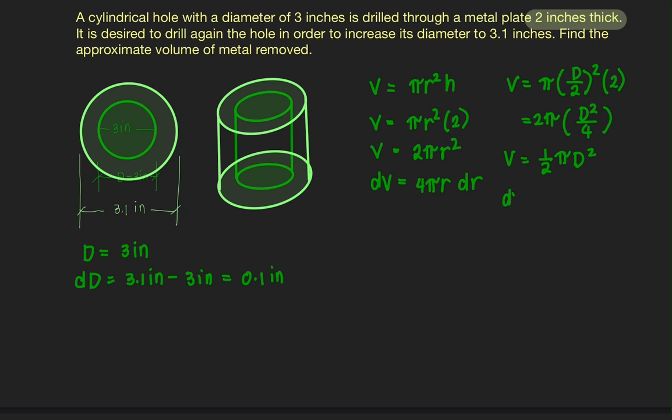So finding the differential of the volume, that would give us pi d times the differential of the diameter, dd. So the original diameter is 3 inches and the differential is 0.1. So the differential in the volume, or the approximate volume of the metal removed, is 3 pi over 10. What's the unit here? Cubic inches.